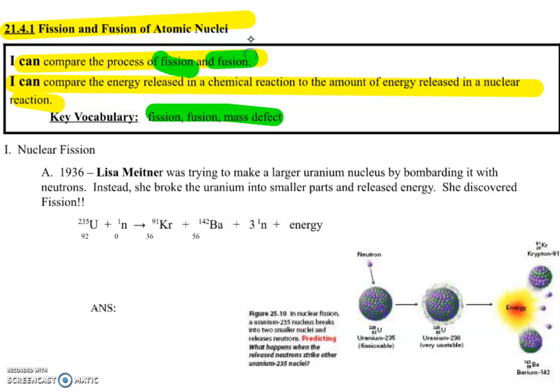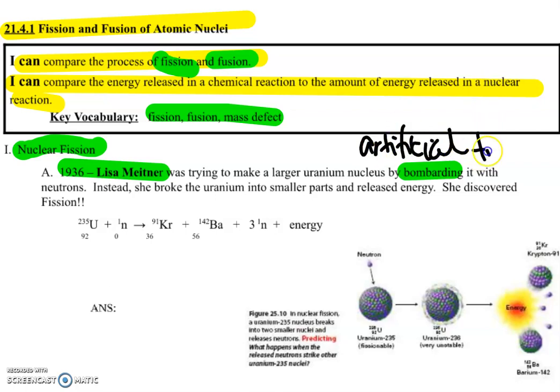So fission and fusion right now. So let's start with nuclear fission. In 1936, Lise Meitner was trying to make a larger uranium nucleus by bombarding it with neutrons. So this is another form of artificial transmutation. Please make a note. Whenever we have two reactions, that's called artificial transmutation.